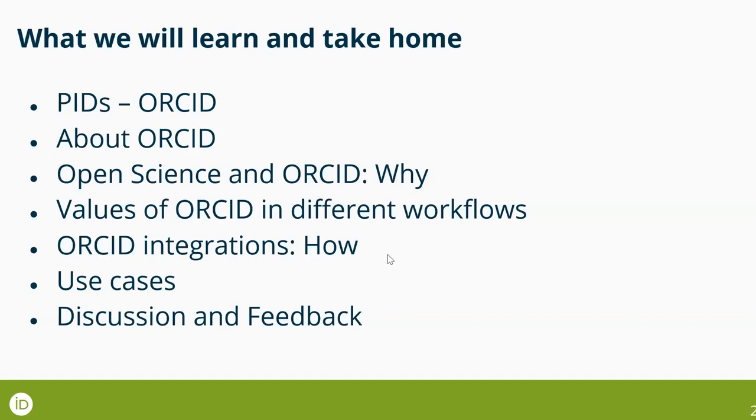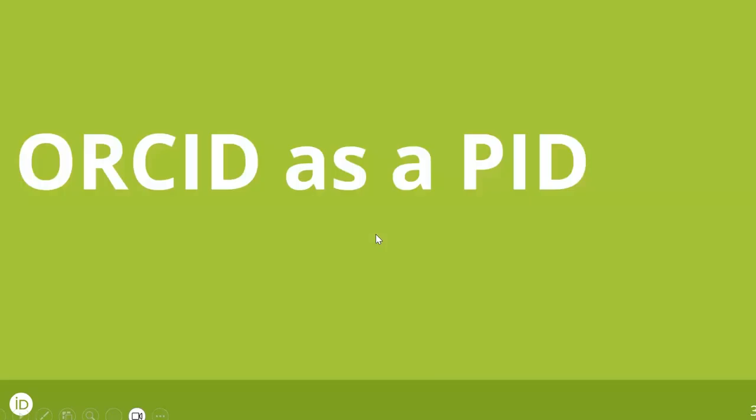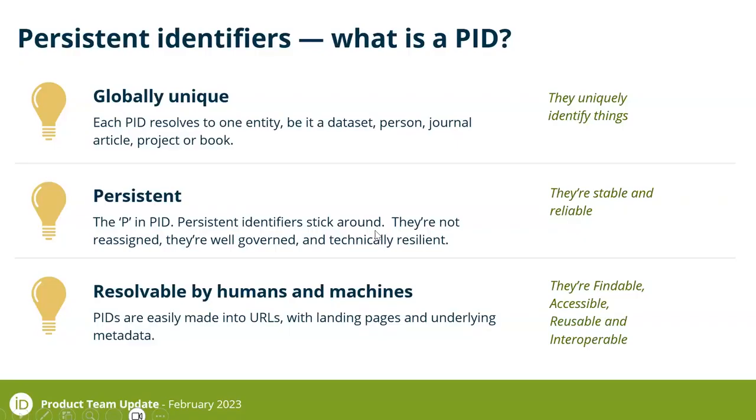Okay, so next slide. ORCID is one of the PIDs. So what does it mean? Persistent identifiers, we just call them PIDs. They are globally unique.